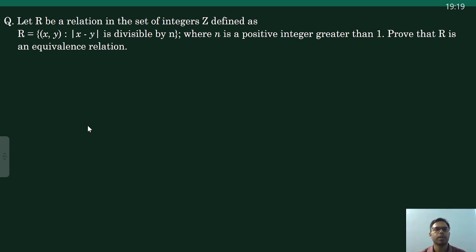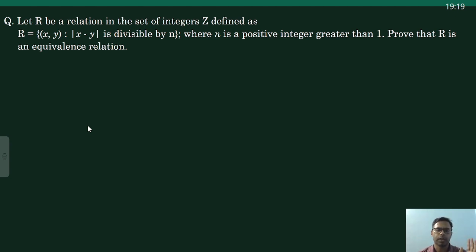the relation definition is: R contains the ordered pair (x, y) when x minus y, the difference of the components of the ordered pair (x, y), is divisible by n, then (x, y) belongs to R.